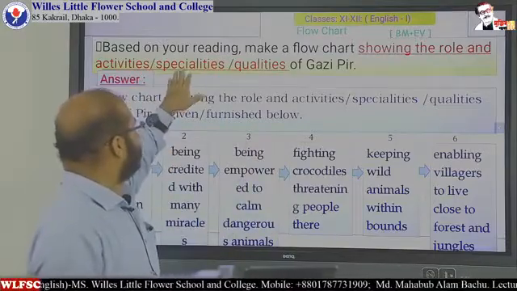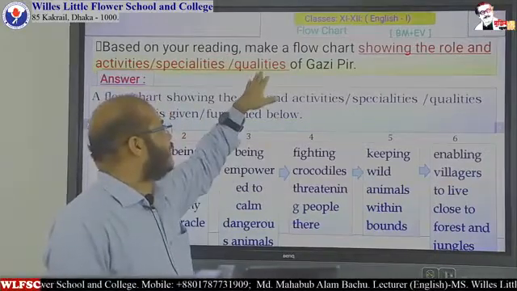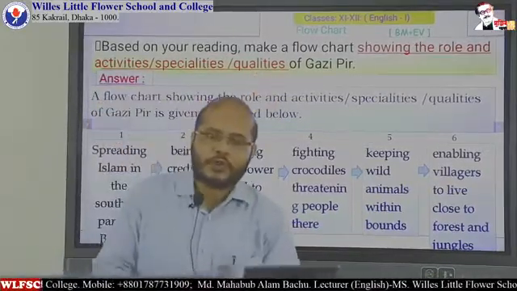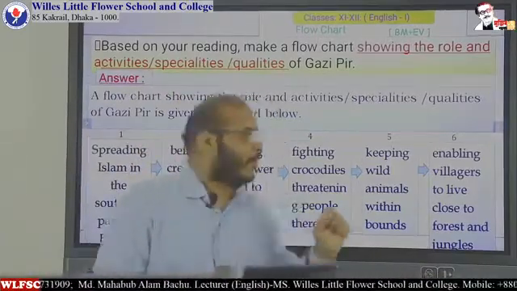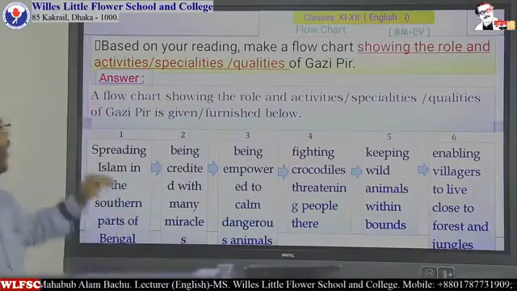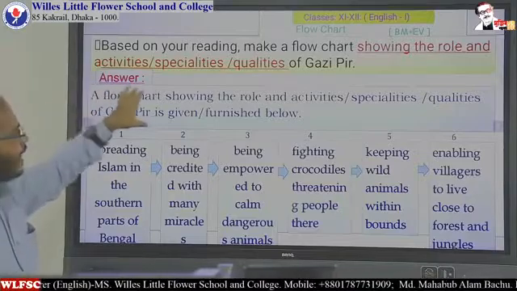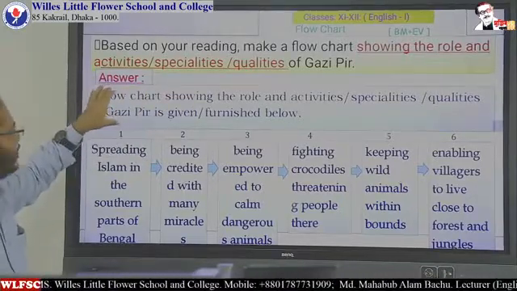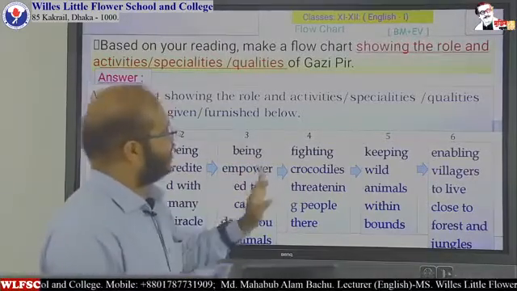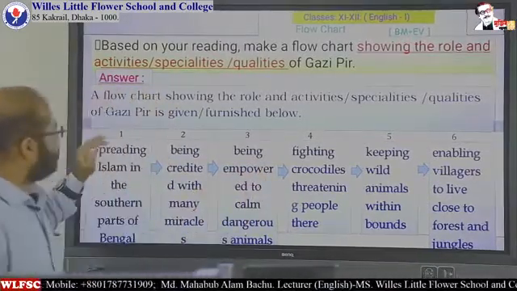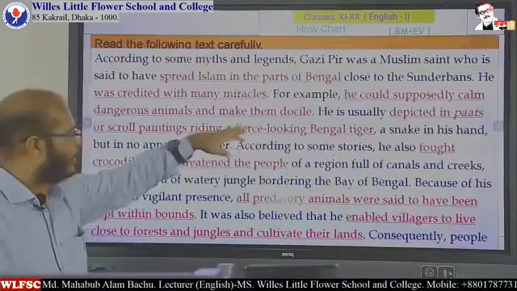At the same time, you have to write the specialities of Gazipur, and the qualities of Gazipur. So you must answer 5 points following this portion. Okay, so your answer follows from here. You have to write at first the heading for writing the answer: a flowchart showing the role and activities or specialties or qualities of Gazipur is given or furnished below.